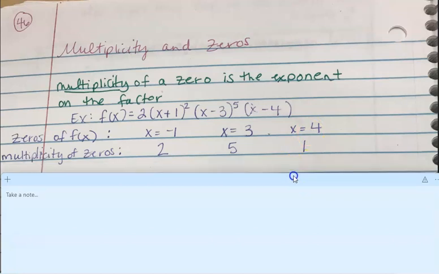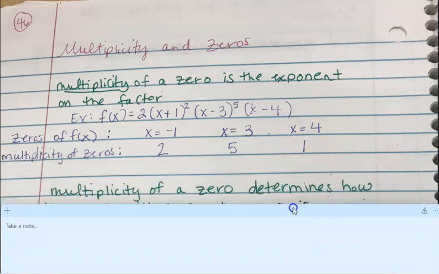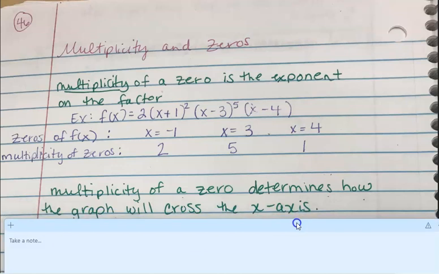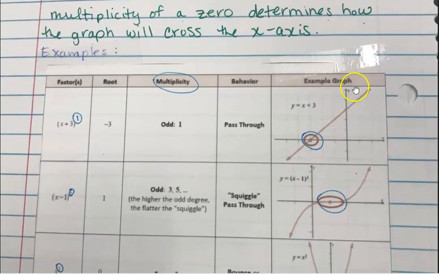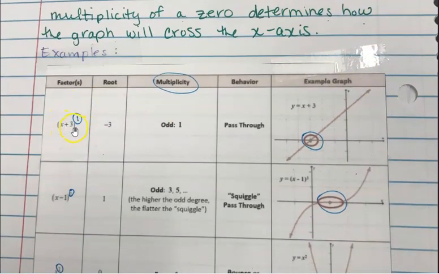The reason we want to look at these multiplicities is that it is going to determine how the graph will cross the x-axis. For example, if I had x plus 3 to the 1 power as a factor, I know that my root is going to be negative 3. Because this multiplicity is 1, it is odd, but because it's 1, it's going to pass through like a straight line would, like a linear line. So this is what the graph would look like at x equals negative 3.